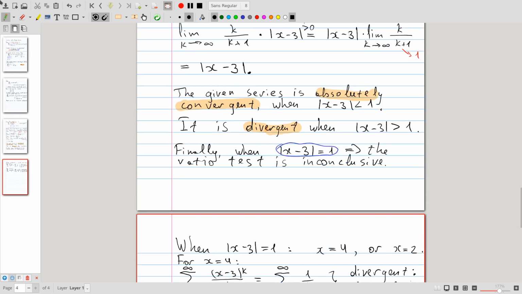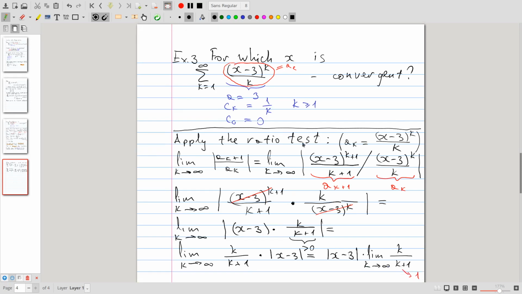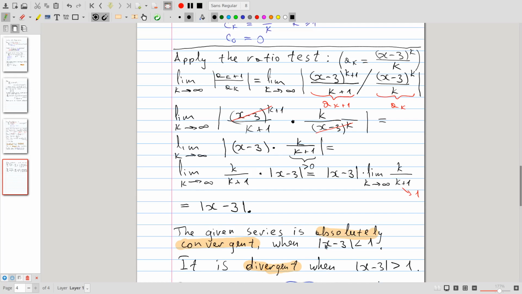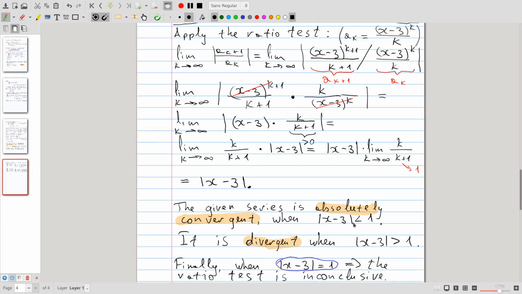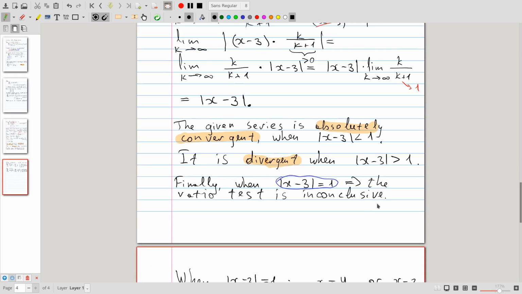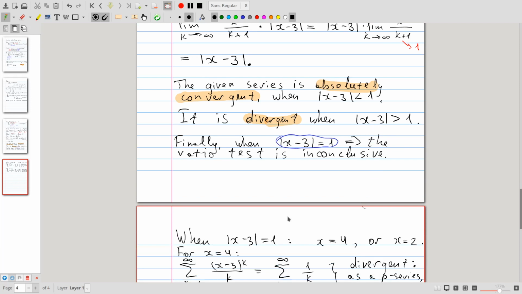Okay, so what have we learned so far? We have a power series. We are trying to determine for which x it is convergent. First, by simply applying the ratio test, we're able to see that when the absolute value of x minus 3 is less than 1, this series is absolutely convergent. Similarly, we're able to see that it is divergent for such x's that the absolute value of x minus 3 is bigger than 1. And then we test the boundary cases, where the absolute value of x minus 3 is exactly 1.